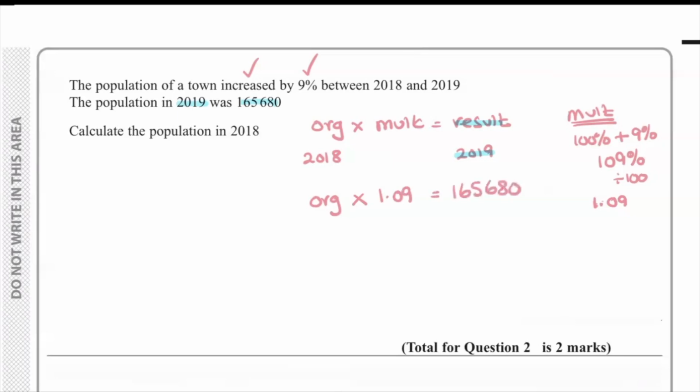165,680. If I want to know what that original is, I basically want to get it on its own. It's like an equation. So I'm going to divide through by 1.09, and the calculator tells me 152,000.